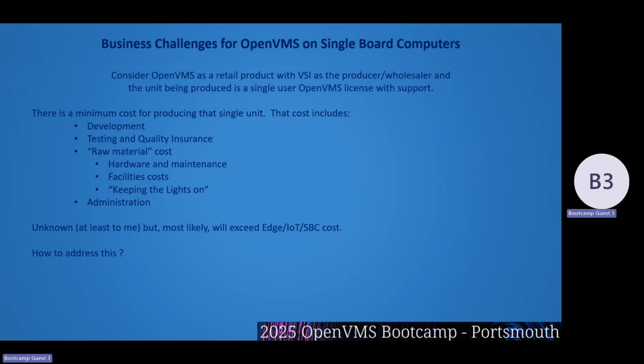The cost of raw materials, the hardware that is developed on, the facilities costs of that hardware, keeping the lights on, administration. I don't know what this number is. I'd really like to know this, but I don't. But I think it's a safe bet that this is going to be more expensive than the cost of the single board computer. So how do you address this?